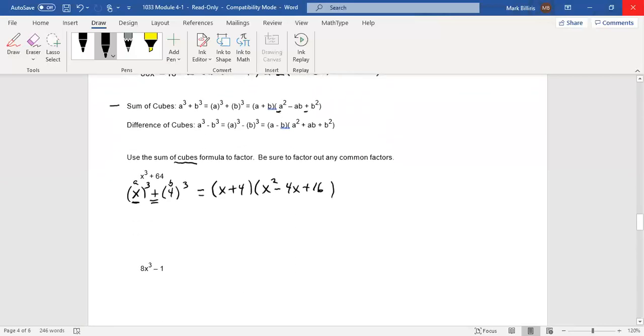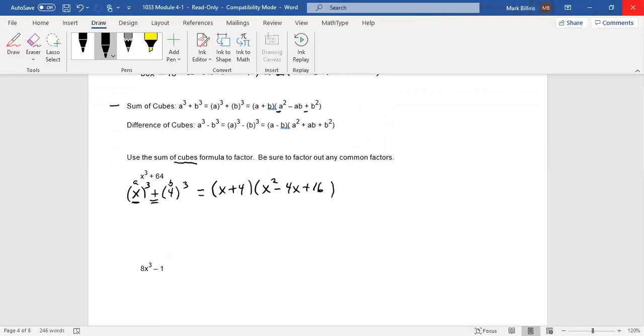Okay, let's do another one. I know I've said it a million times, but the first step in all factoring problems is to look for the greatest common factor. Nothing divides into 8x cubed and 1, so we can go on to our next step.